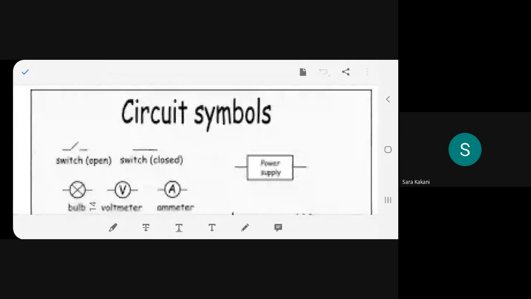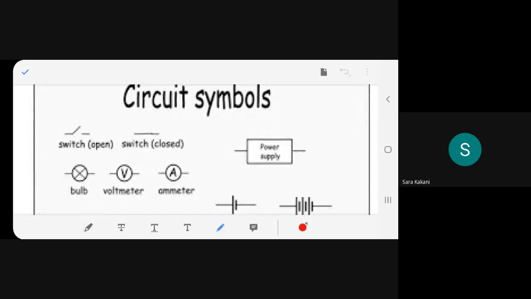Again, we are going to use the circuit symbols. What is this, beta? Can you read it properly? Switch. Yes. Open. So this switch is open, and this switch is closed, because this is a straight line. Yes or no? Yes, ma'am. So this is power supply. The power supply could be cell or battery. You agree? Yes, ma'am.